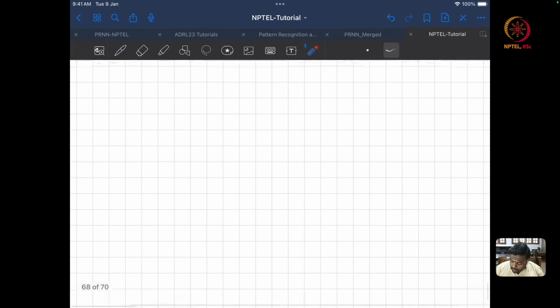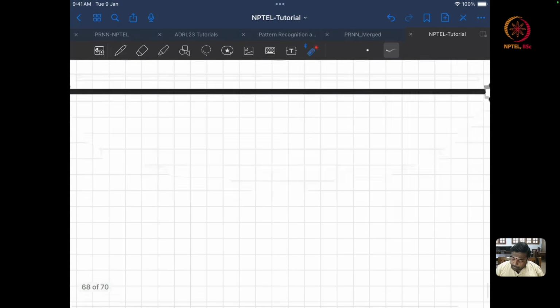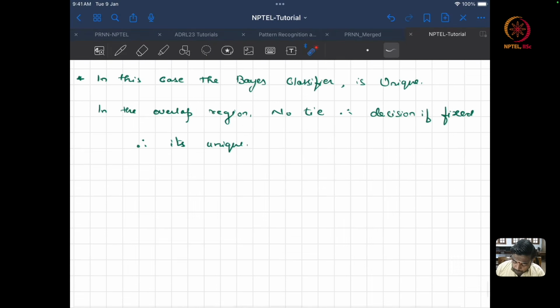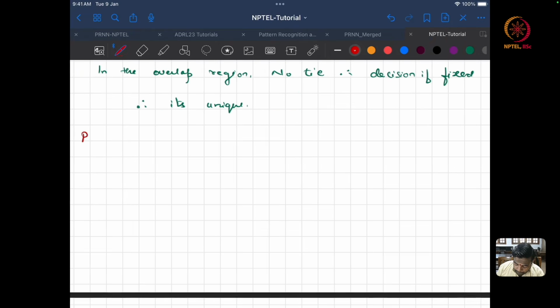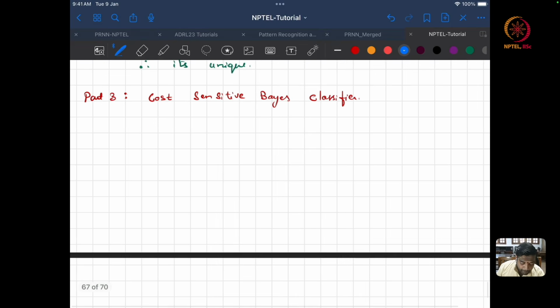This is part 3 of our question. Now that is the cost sensitive Bayes classifier. We are considering the cost sensitive Bayes classifier.